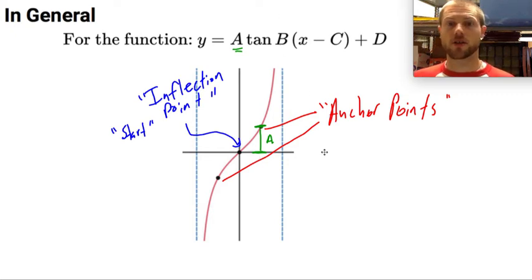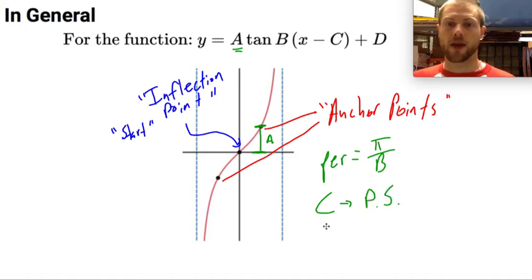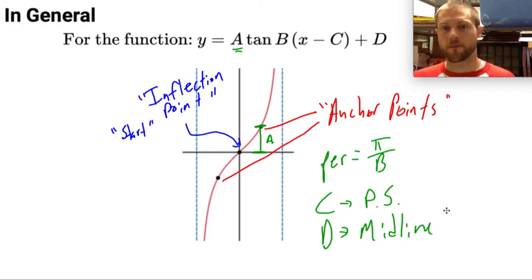The period is still going to be affected by B, and this time it's going to be just pi over B rather than 2 pi over B. The C is still my phase shift, and the D is still my midline. So that much has not changed. If I were to look for asymptotes, I can find that by analyzing my phase shift as well, knowing that the asymptote will always be half a period after I begin my function. So the distance between my starting point and my asymptote will always be 1/2 of the period away.